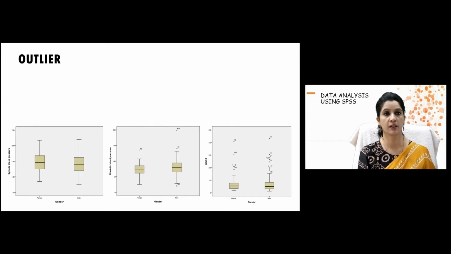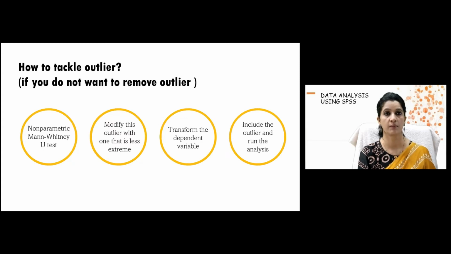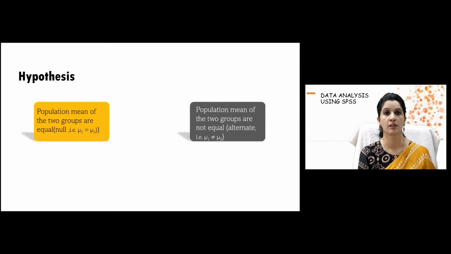This is again the concept of outlier. This is just the repetition, so I'm going ahead. The null hypothesis in this case is that the population means of the two groups are equal. And the alternate hypothesis is that the population means of the two groups which we are going to study are not equal.